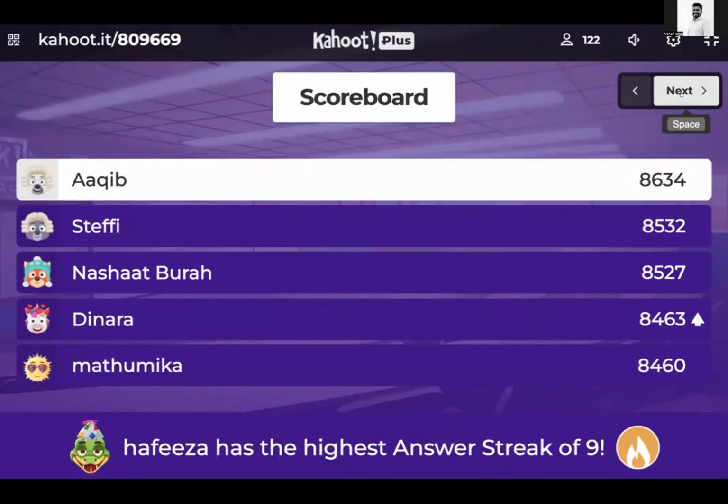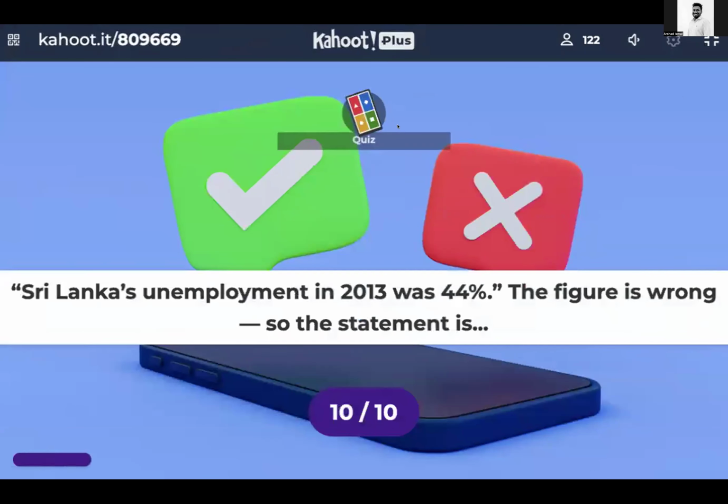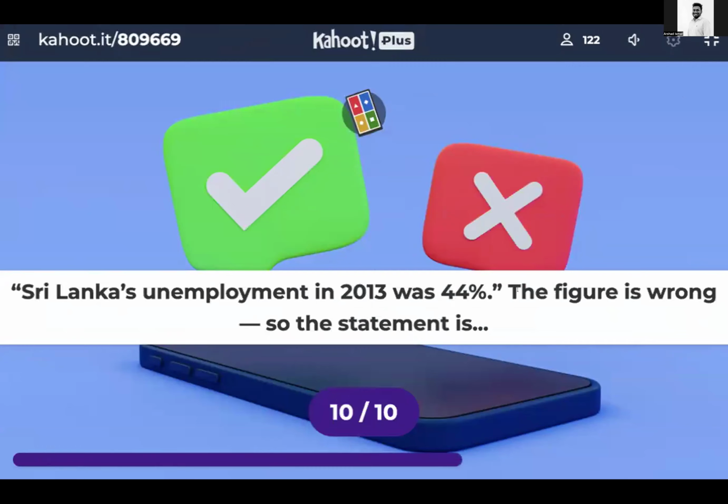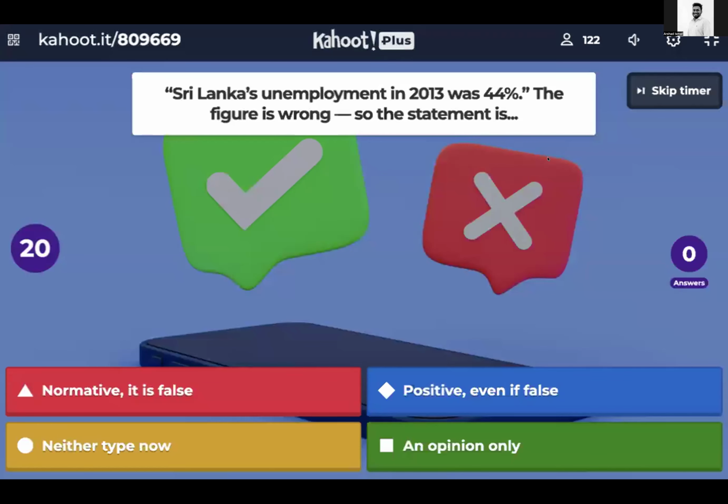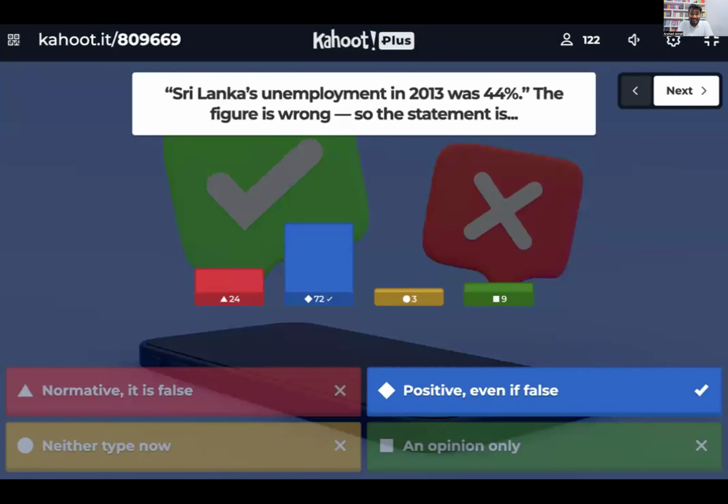Don't panic. Be careful. Question 10. Sri Lanka's unemployment rate in 2013 was 44%. The figure is wrong. So the statement is normative, false, positive even if false, neither type, or opinion only. The blue one is the correct answer. So it's a false one, but even though it's false, it's a positive statement. Brilliant.